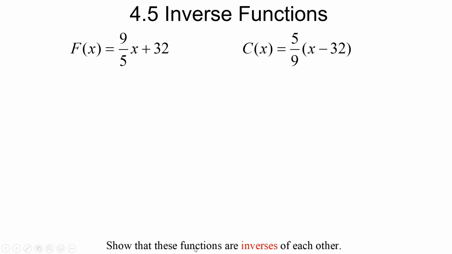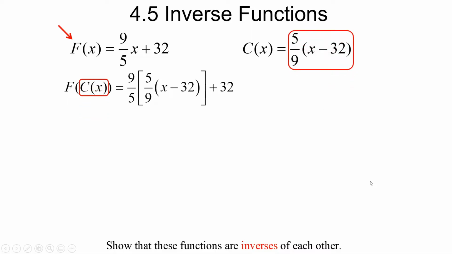Show that these functions are inverses of each other. So let's just use that definition on the previous slide. We're first going to find f of c of x, and hopefully we get an x. So I'm going to take this outer function f, which is 9/5 times x plus 32, but watch what I write for this x right here: 9/5 times the quantity, whatever my input is, plus 32. And what's my input? It's no longer x like I see above. It is the expression for c of x, which is 5/9 times the quantity x minus 32.